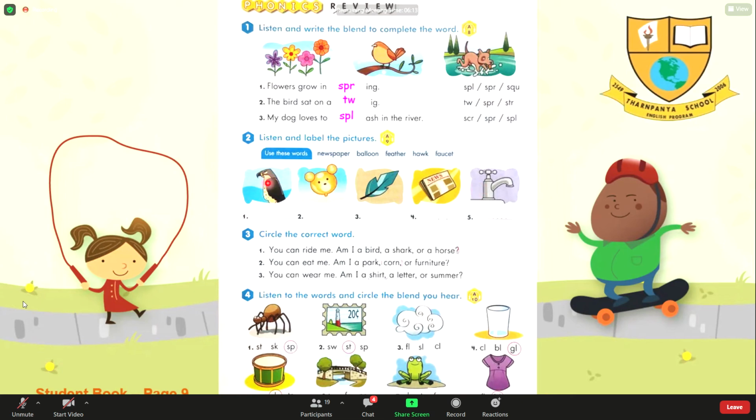Take your time, don't rush. Make a nice letter. So what's the name for the first one? All right, this is a hawk. Make a nice letter, okay? Don't rush when you write. If you need more time, tell me. I want you to make a nice letter so I can read it later. Hawk.